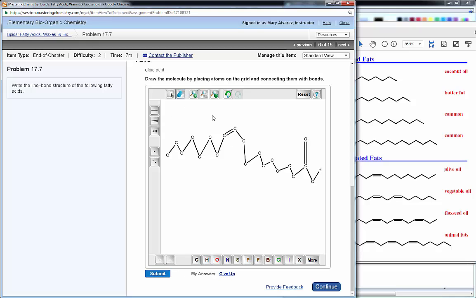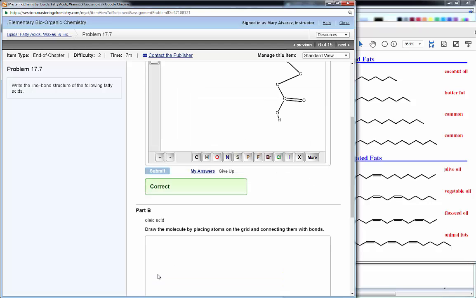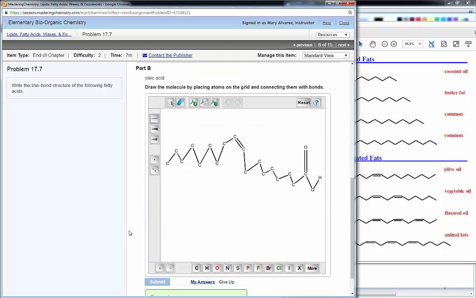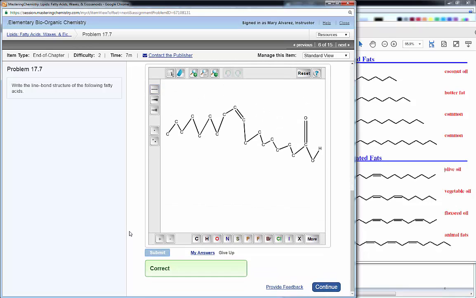I know what? I put that double bond in the wrong spot. I'm glad I double checked. Double bond needs to go there between the 9 and the 10 carbon. Still showing it as cis. Let's try that. There we go.